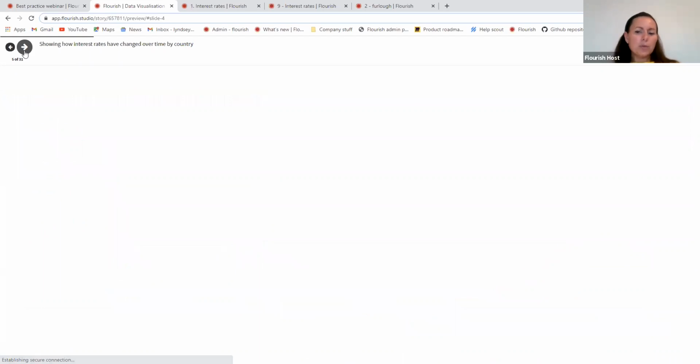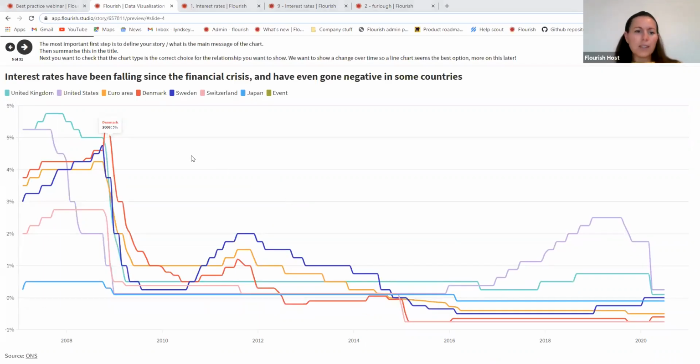So first of all, we start with the most important first step, as I mentioned before, defining your story and what the main messages you want someone to take away. And a helpful tip is to summarize this in your chart title. And once you have this chart title, you can refer back to it for all the other design elements of your chart. So it's really helpful to write your chart title down first to help you formulate your story.